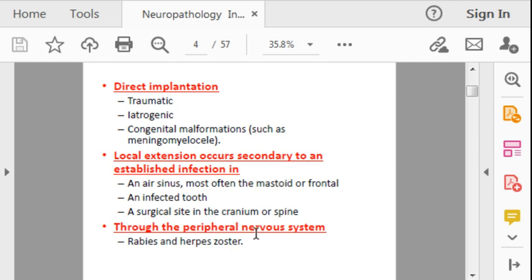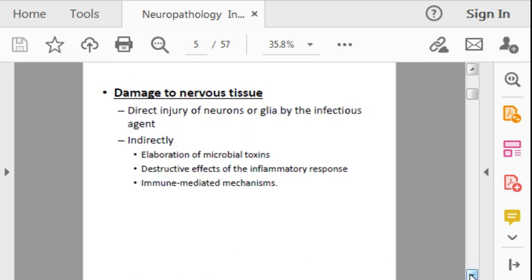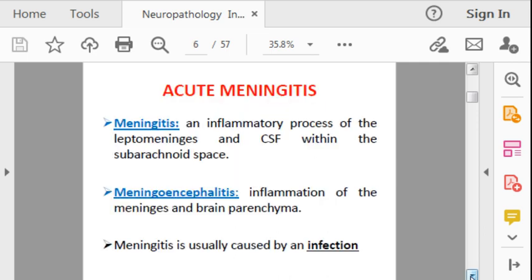The spread of infection through the peripheral nervous system usually occurs with certain types of viruses, for example, rabies and herpes zoster. The damage to the nervous system due to infection is either due to direct injury of neurons or glial cells by the infectious agent itself, or by an indirect way. The indirect way includes elaboration of certain types of toxins, the destructive effects of inflammatory response, or immune-mediated mechanisms.